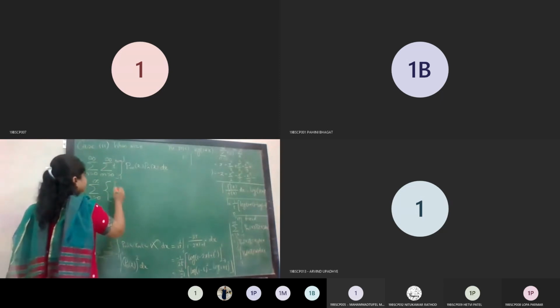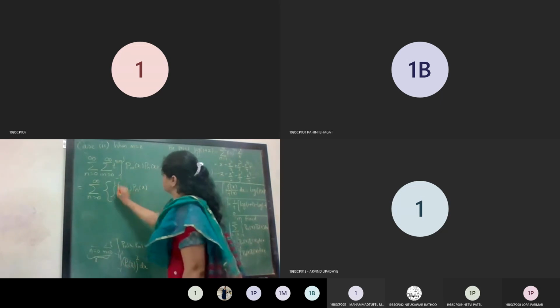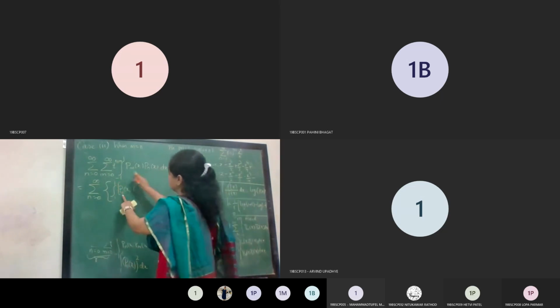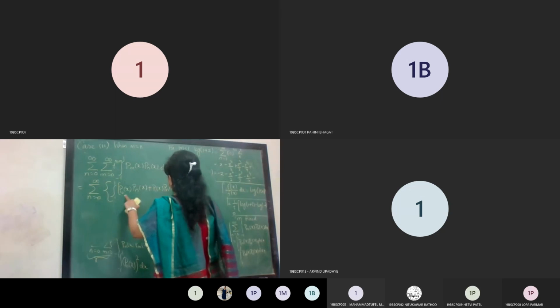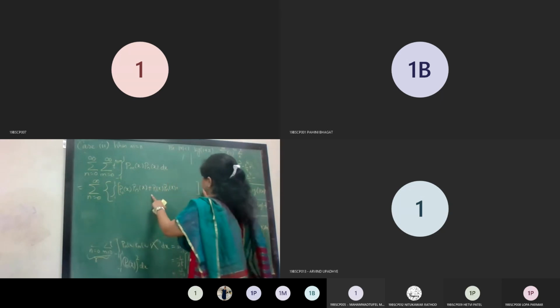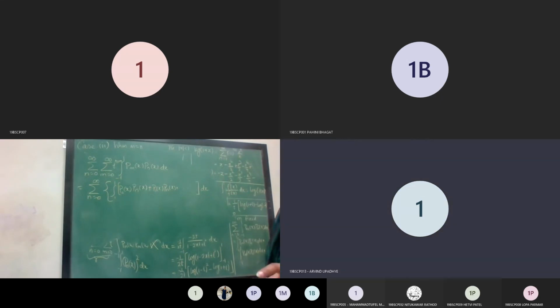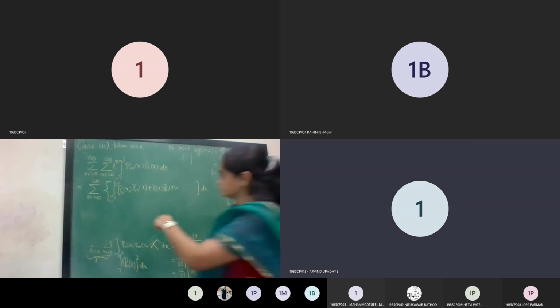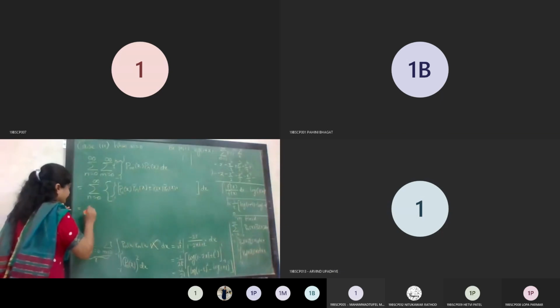So what it will be? Minus 1 to 1. M is equal to 0, so this will be P0 of x Pn of x plus m is equal to 1 now, so it will be P1 of x Pn of x plus up to plus, this is the infinite series, right Arvind? Yes, ma'am.